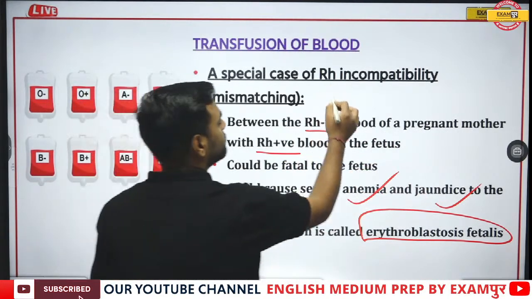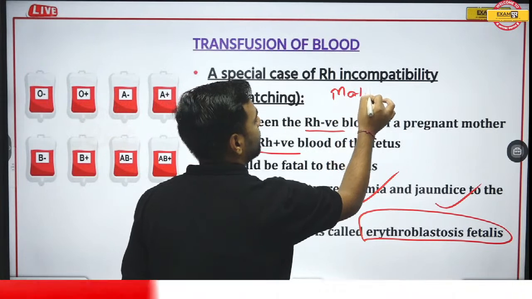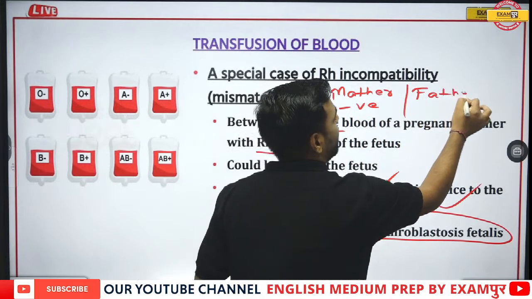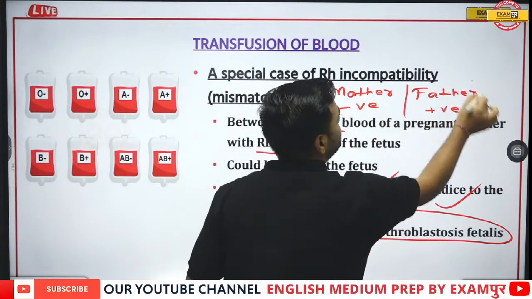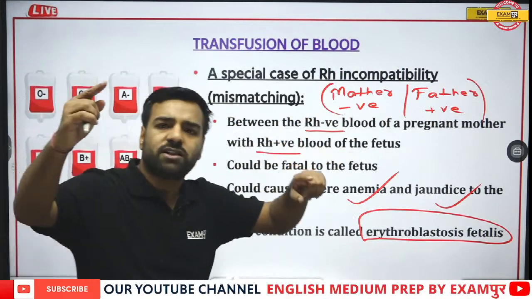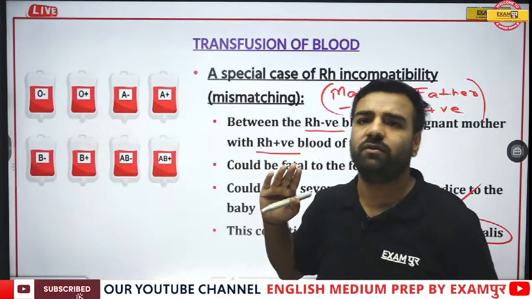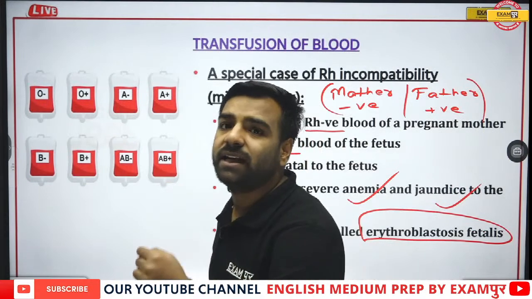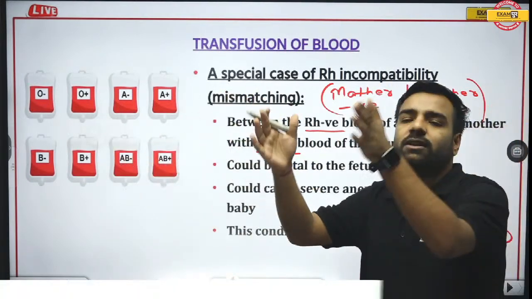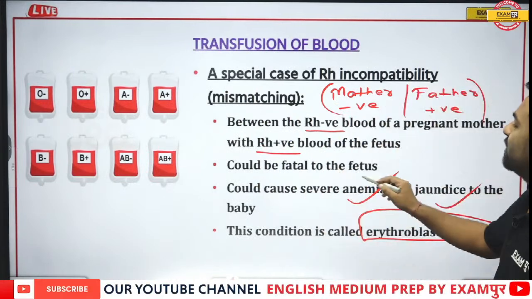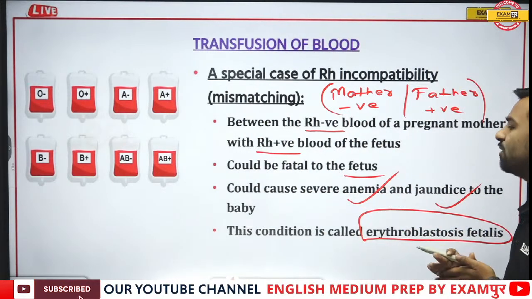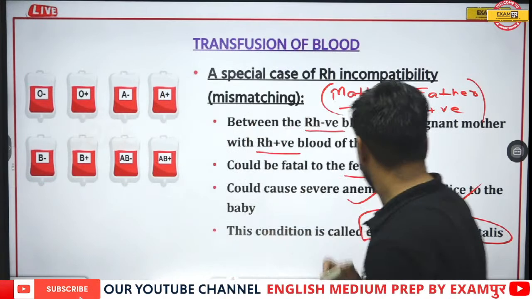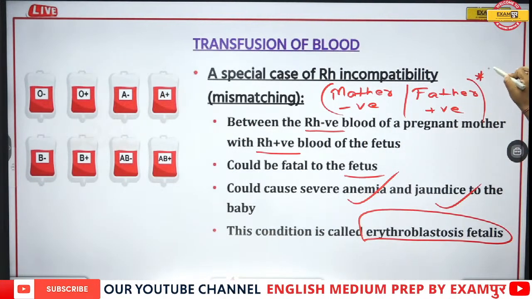So please remember, the mother should be Rh negative and the father should be Rh positive. Now what does this mean? If the father is having the blood group O positive, A positive, B positive or AB positive, anything. If the mother is having the blood group O negative, A negative, B negative or AB negative. Now if they are having a baby, there may be the condition in which the fetus may suffer from anemia or jaundice. Fine. So this is the issue which is known as erythroblastosis fetalis. This is the important condition. Please remember because it is asked in the examination.